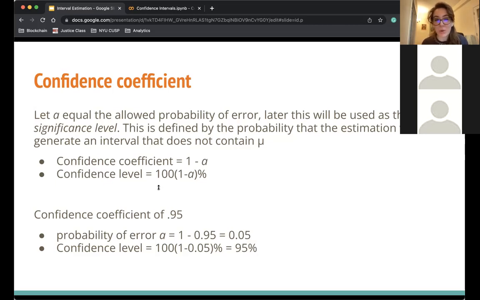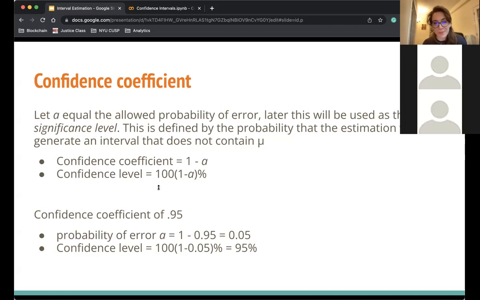We'll use this confidence coefficient to represent the probability that the estimate will generate an interval that contains mu. So it's just the two sides of the coin: what's the confidence that we did not get it right, and what's our confidence that we do get it right? And that's why we would subtract that from 1 to get this probability of error. If our confidence coefficient is 0.95, we can use this probability of error to calculate that margin of error and account for the probability that the estimate will not generate an interval that contains mu.